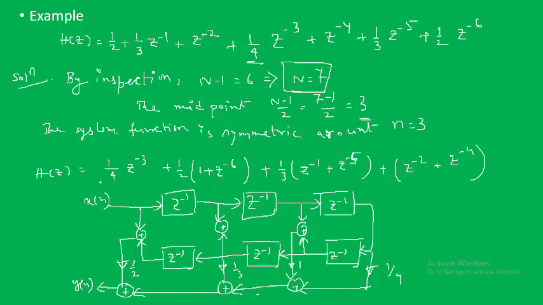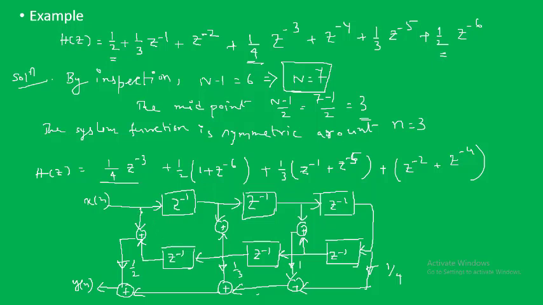So we can take it out, 1 by 4 z to the power minus 3, and we can see that coefficients here and here, these two are the same. So we are combining them. Similarly, other common coefficients, we are taking together. Now when we realize, since here we have 6, half of the delay elements will be drawn at the upper delay line, and this is the lower part of the delay line.